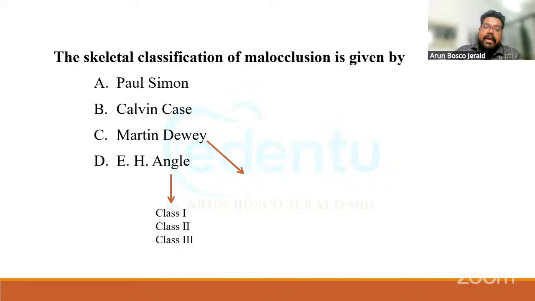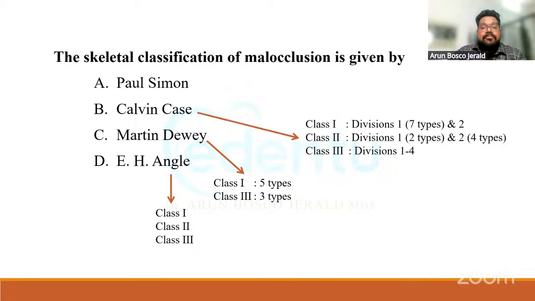Then Martin Dewey is the one who classified the class 1 and class 3 malocclusions, based on Angle's classification, into different subtypes. Class 1 into 5 types and class 3 into 3 types. Calvin Case is the one who classified class 1, class 2, and class 3 malocclusion in a very elaborate and very difficult manner.